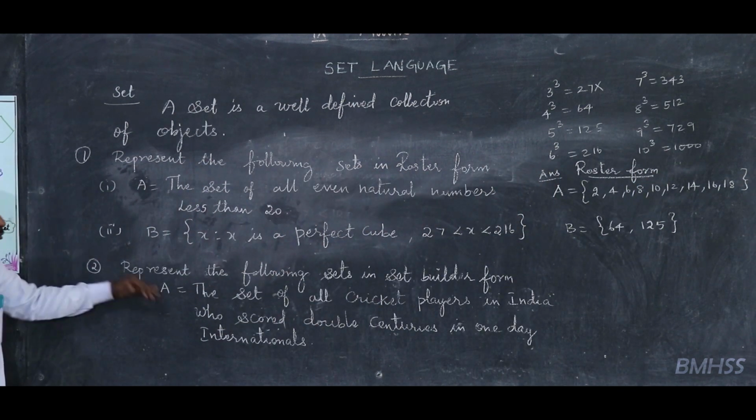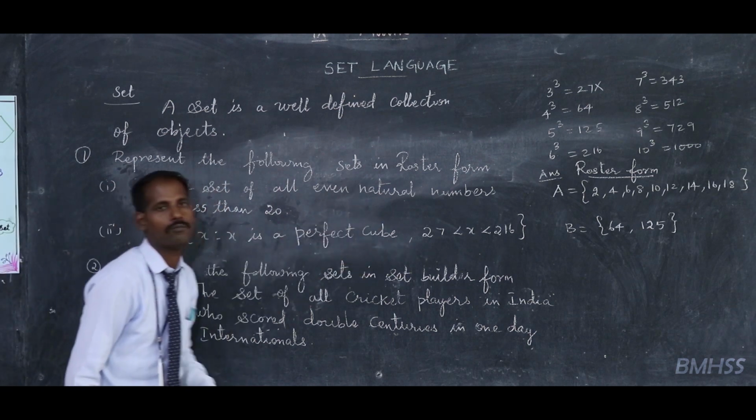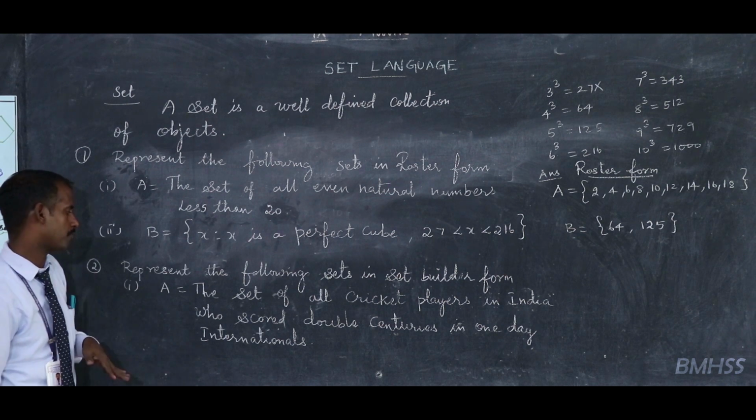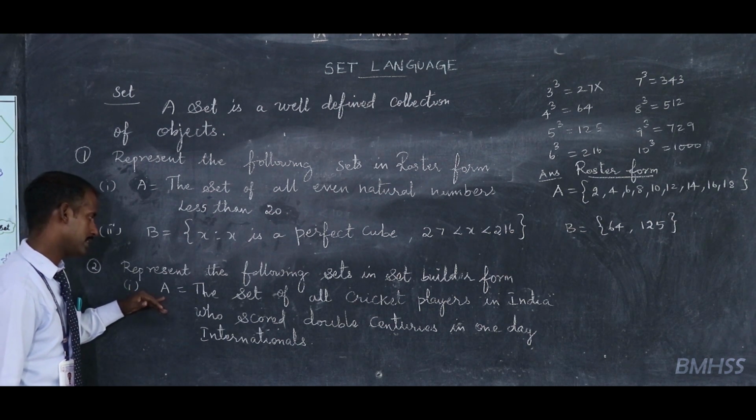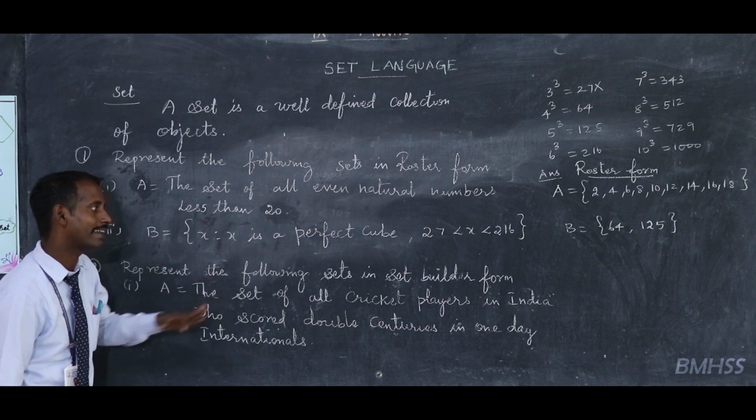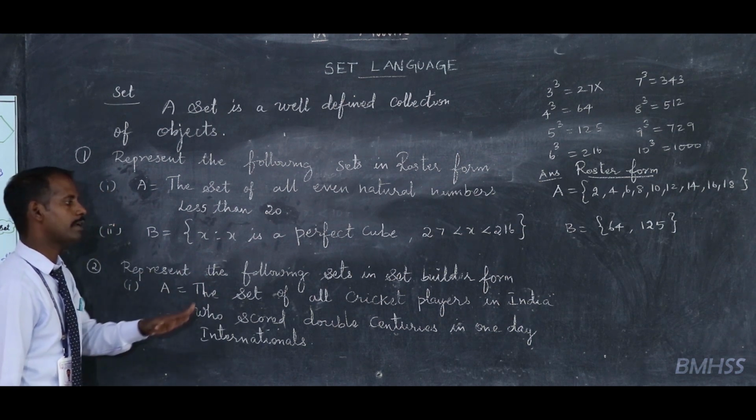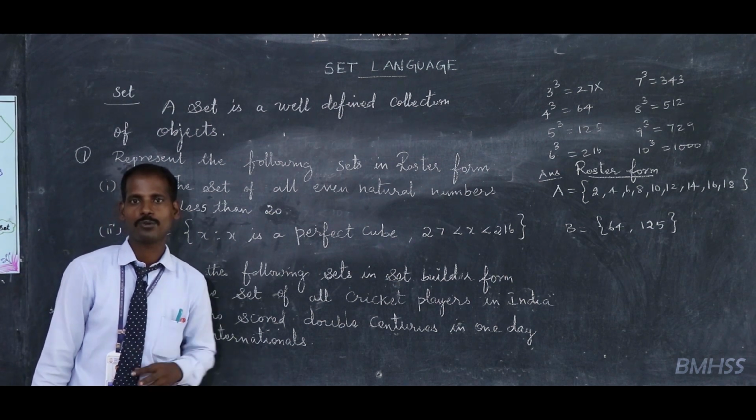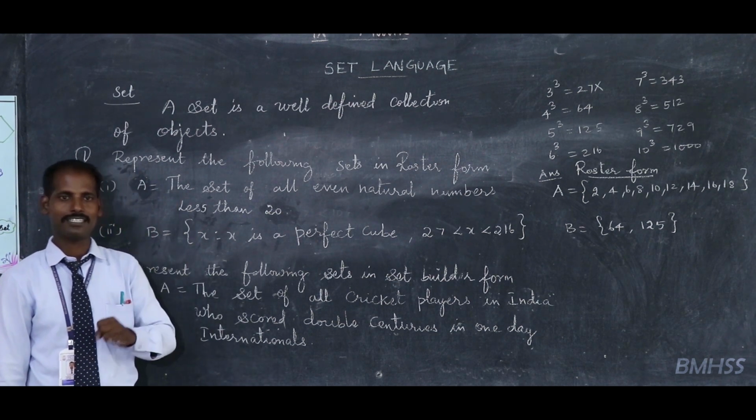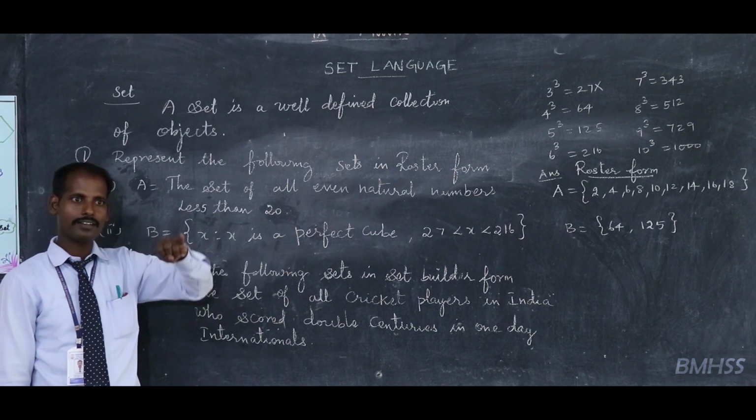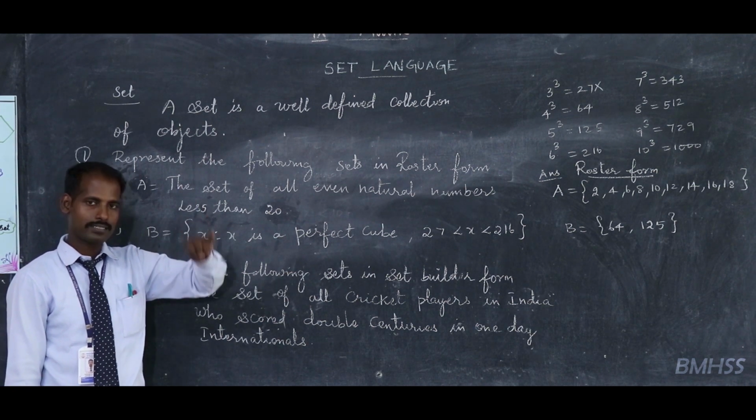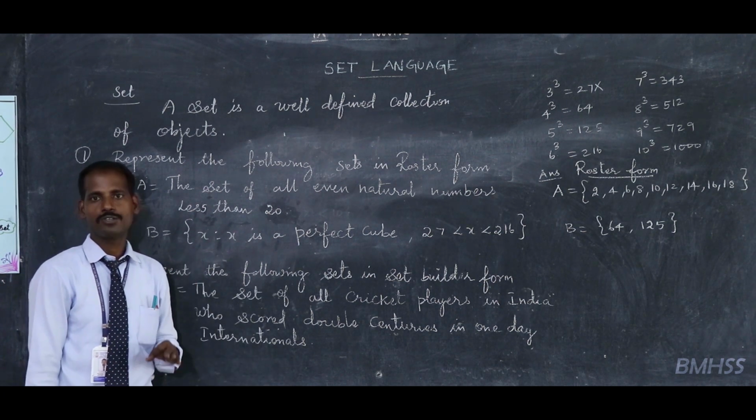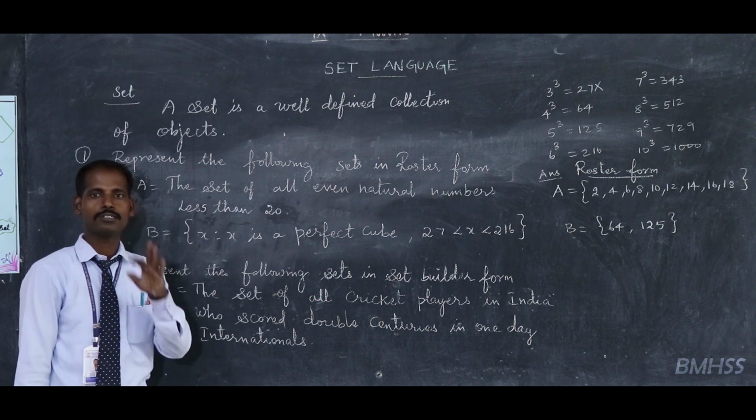Next, represent the following sets in set builder form. What is here? Given the values are descriptive form or roster form, but here A equal to set of all cricket players in India who scored double century in one day international. Who is double century is scored? First one is Sachin. Here first record 200 Sachin Tendulkar, next Sehwag, next Rohit Sharma. So 3 only scored double century.